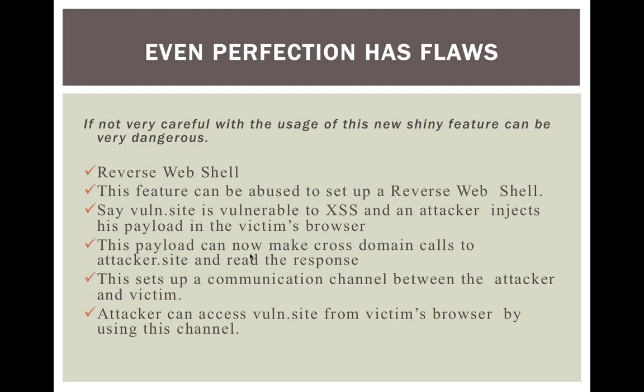So what basically happens in a reverse web shell, which makes use of the XHR2 feature, or rather the CORS feature as we call it, of HTML5, is something of this sort. Let's say, for example, a particular domain, say domain1.com, has got a certain vulnerability in it. Let's say it has got an XSS vulnerability in it. What XSS means is cross-site scripting.